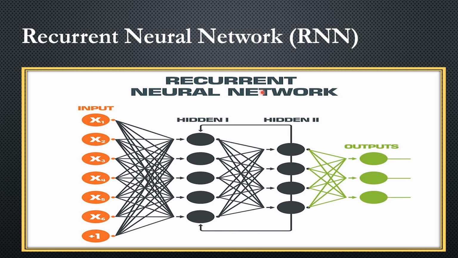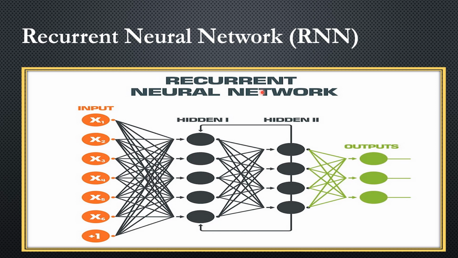Next comes the recurrent neural network. Recurrent neural networks are a type of neural network designed to process sequential data such as time series, speech or text. Why are they called recurrent? Because they have feedback connections which allow the information from previous time steps to influence the current computations.